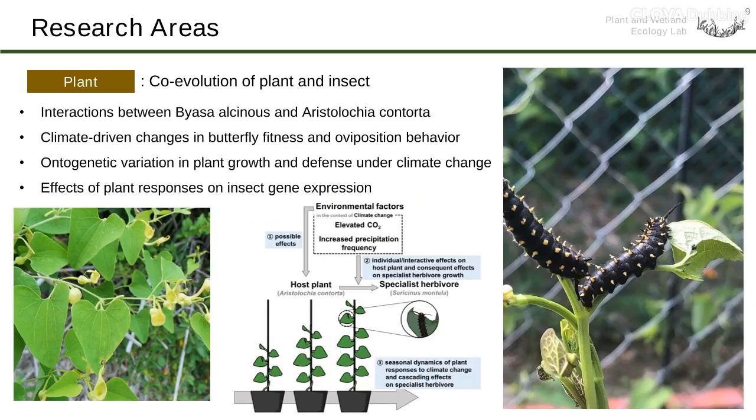This research examines interactions between plants and insects under climate change. We study the relationship between butterflies and plants. We analyze changes in butterfly fitness, oviposition behavior, and plant defense traits. This system illustrates how environmental change can drive coevolution. It is a good example of how species influence each other.